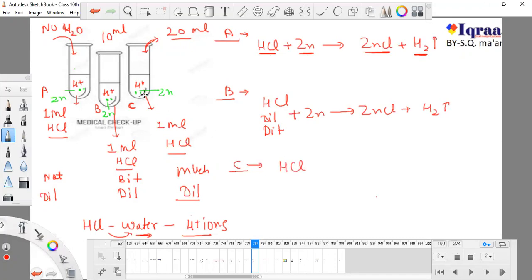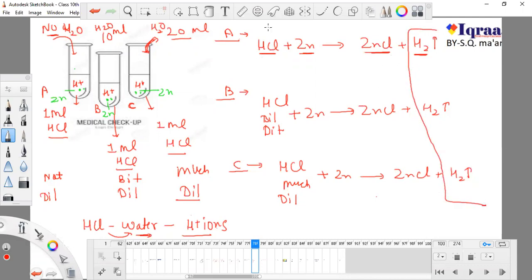I'm taking HCl. Okay, and what happened? This test tube is filled with 20 ml of water. This is filled with 10 ml of water, and this is filled with no water. So here this HCl is much diluted because it is having a greater amount of water molecules, and it will form ZnCl plus H2. Now, what is the difference? The difference you can see lies here, that the HCl which was not diluted at all will release a very large amount of H2, sorry, it will release a very large amount of hydrogen gas.